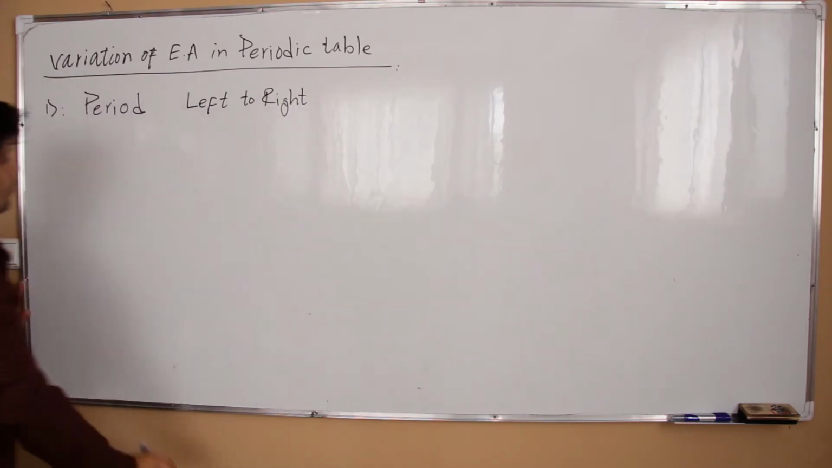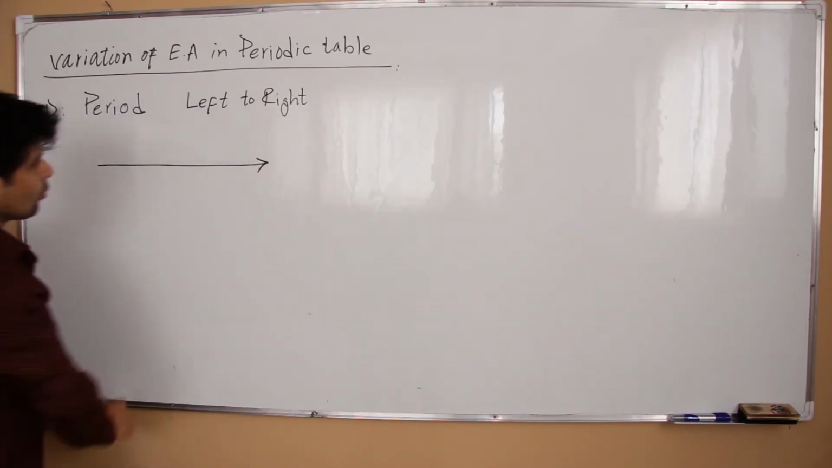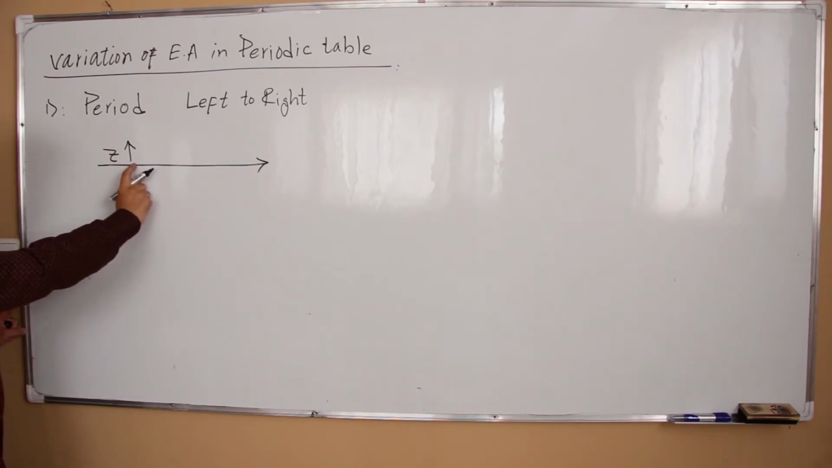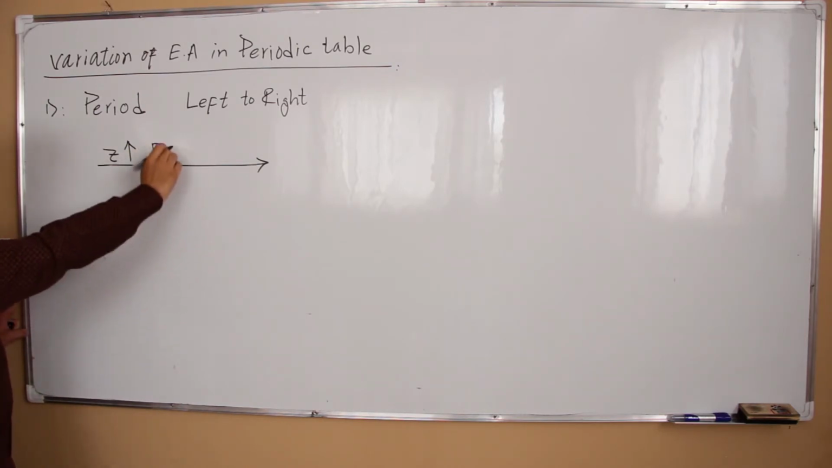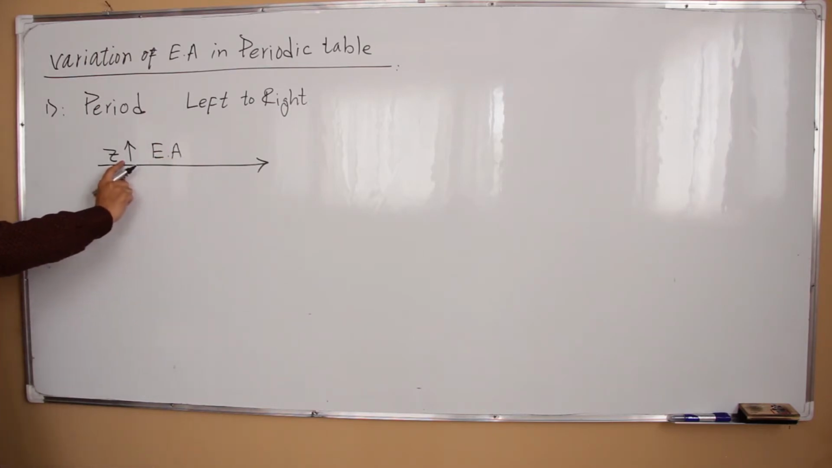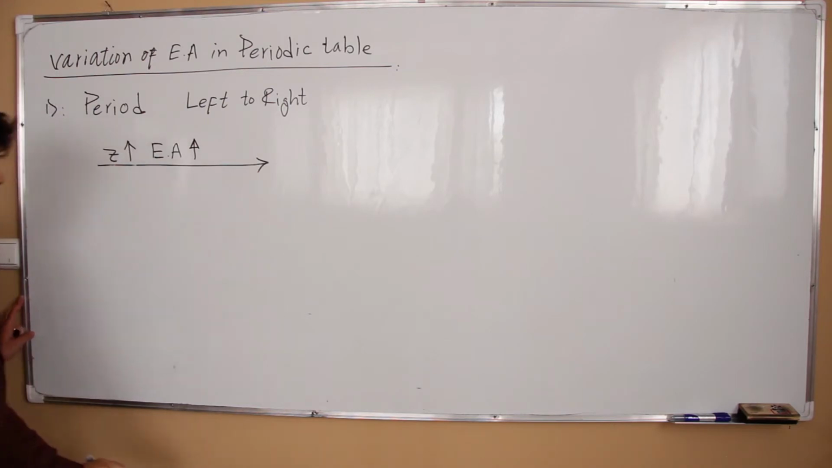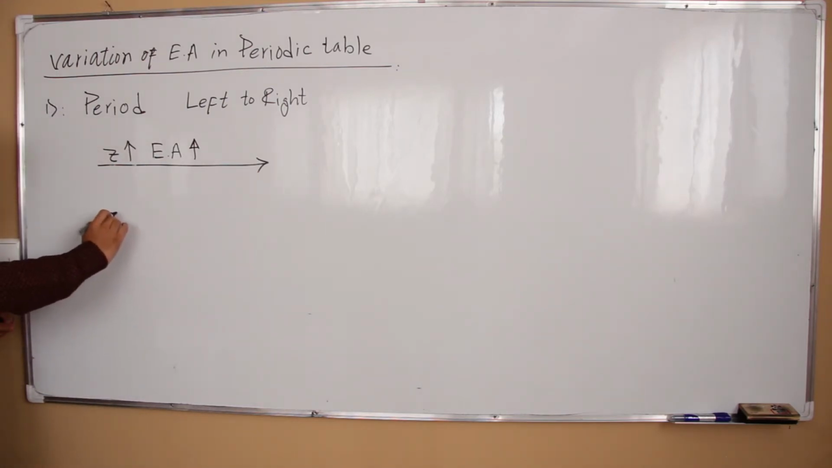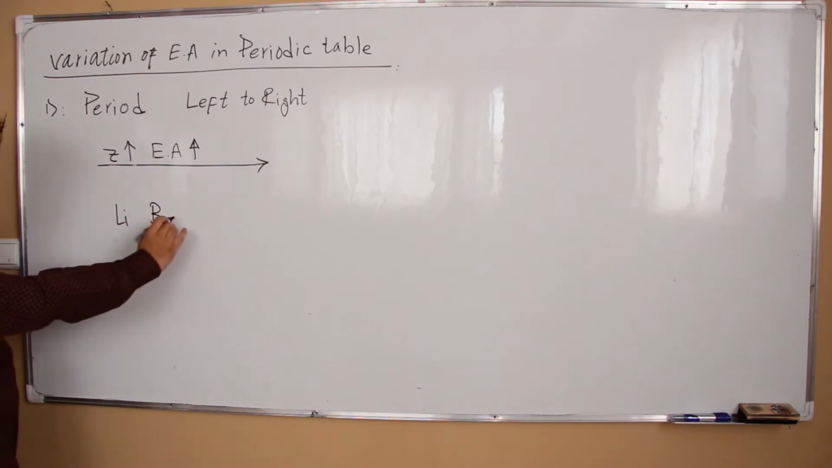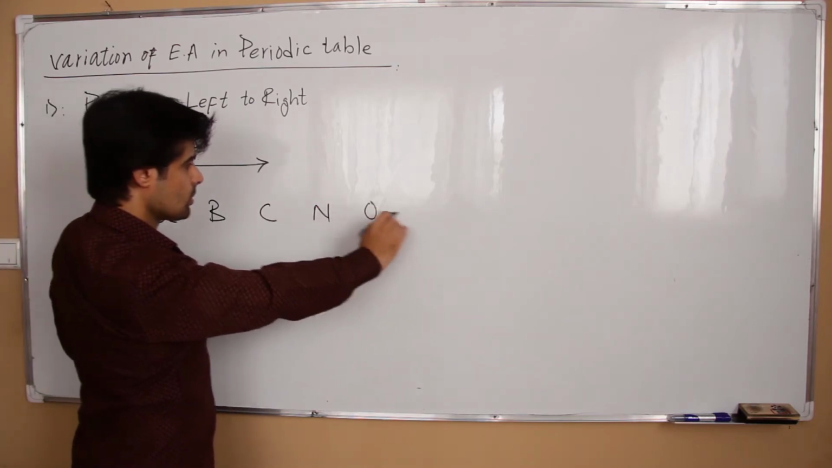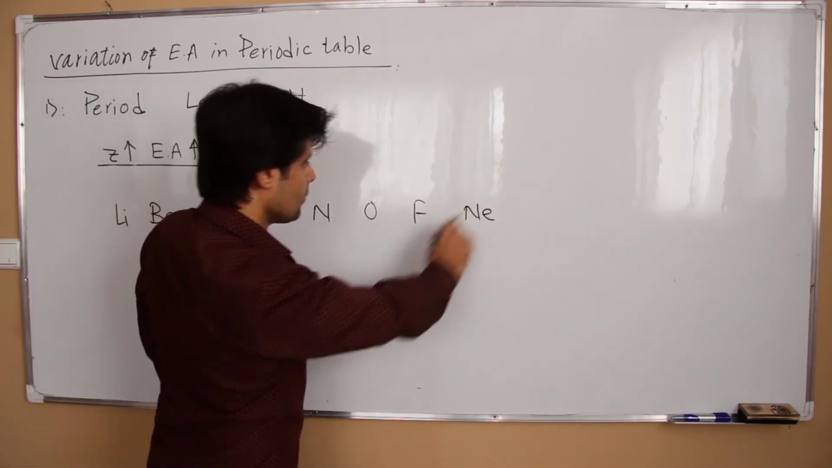Now, whenever you're talking from left to right, what do you think? Z is increasing. If Z is increasing, electron affinity depends directly in proportion to Z, so it should also increase. For example, in the second period, we have lithium, beryllium, boron, carbon, nitrogen, oxygen, fluorine, and neon.